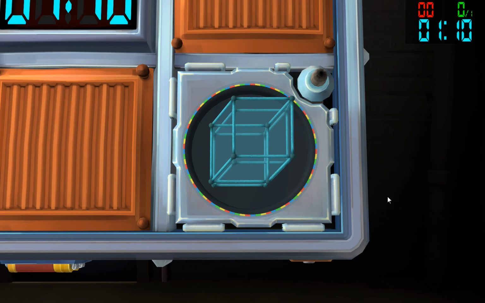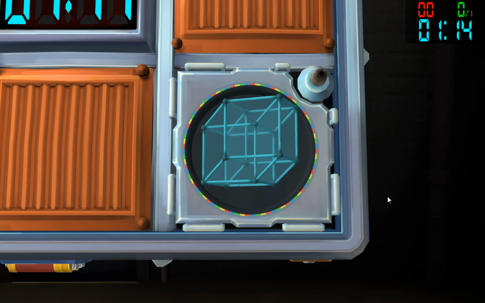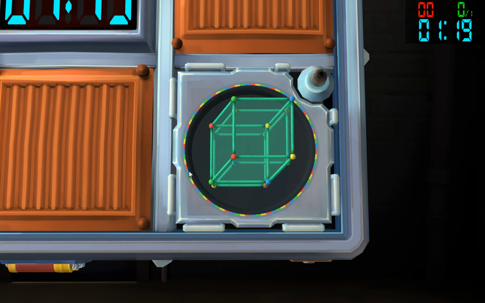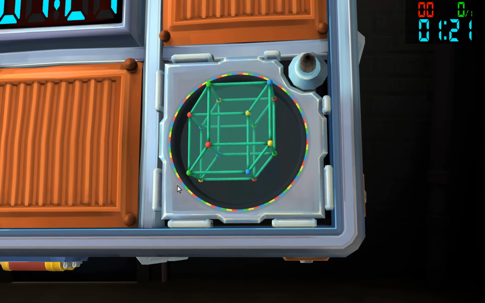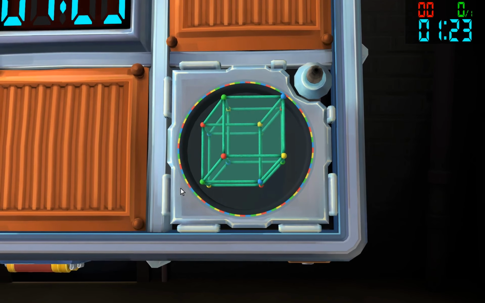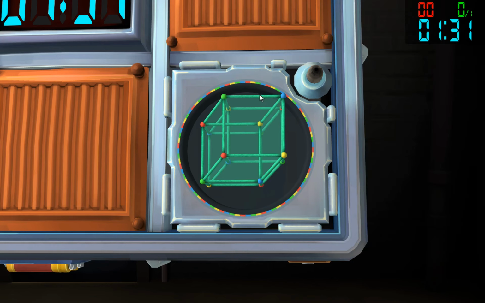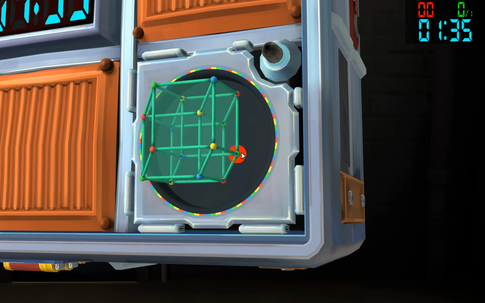Okay, finally here's another module just to show you what happens when you get a strike, when you make a mistake. You can always press any of the vertices to stop the rotations, but as soon as it becomes colors, that's when you need to press the right button, right? So here's the rotations that I've already determined for this cube. So we want the zag right green. Now zag obviously is this cube, and on the right we have this. So this would be the green one, all right?